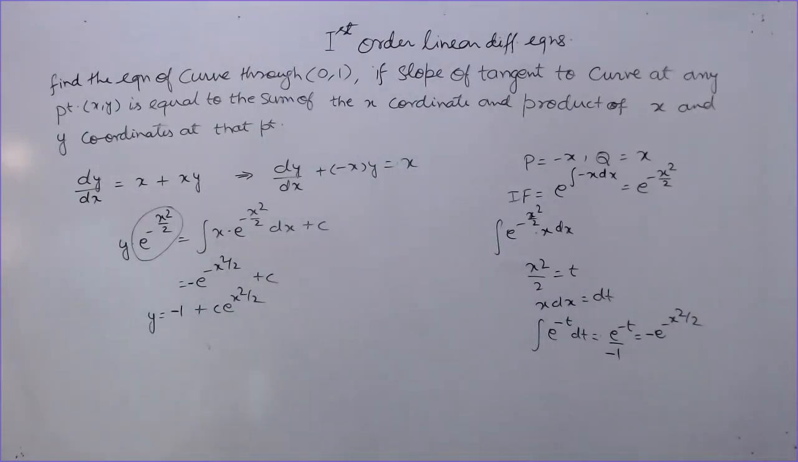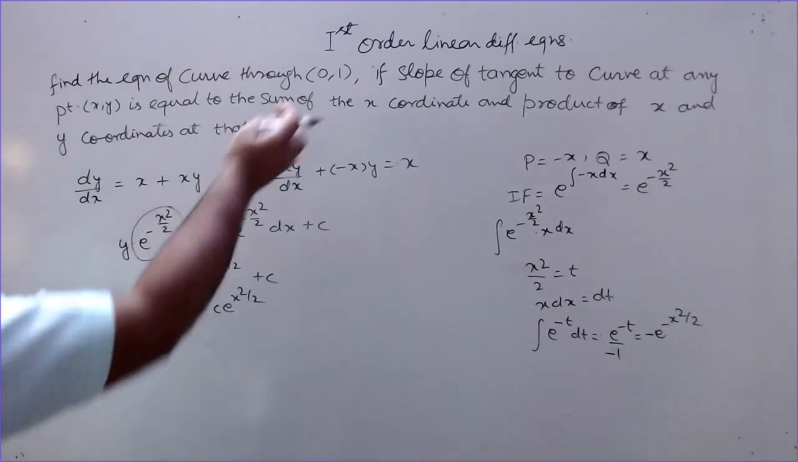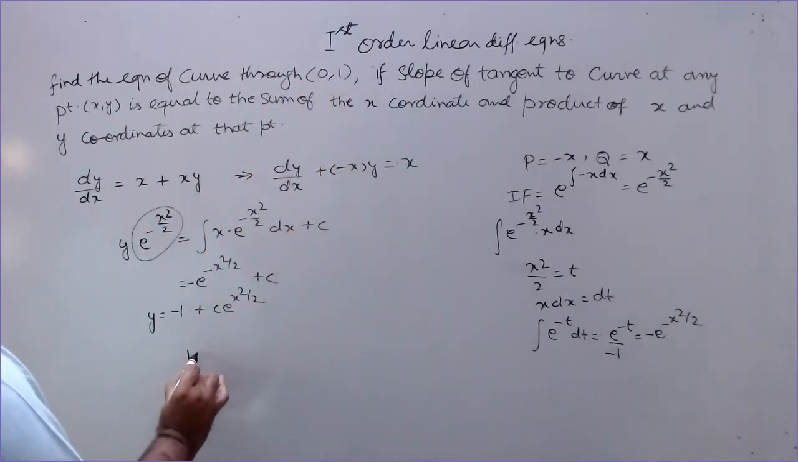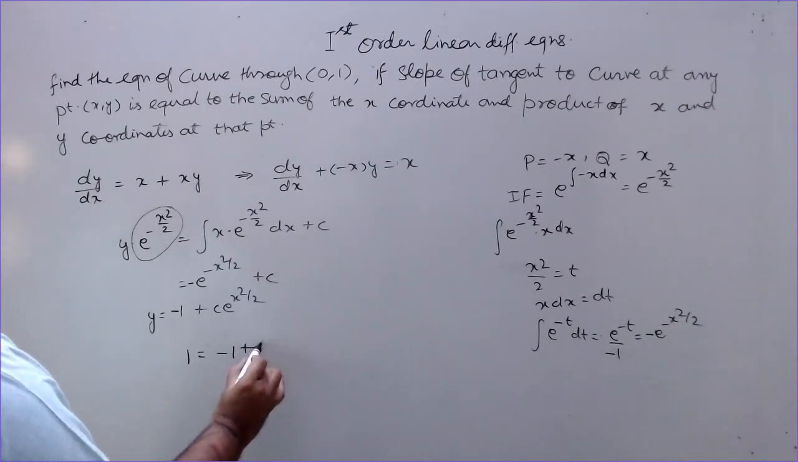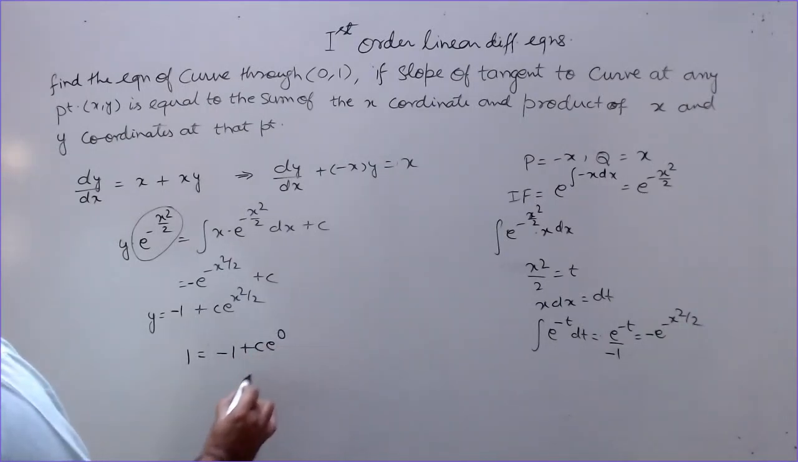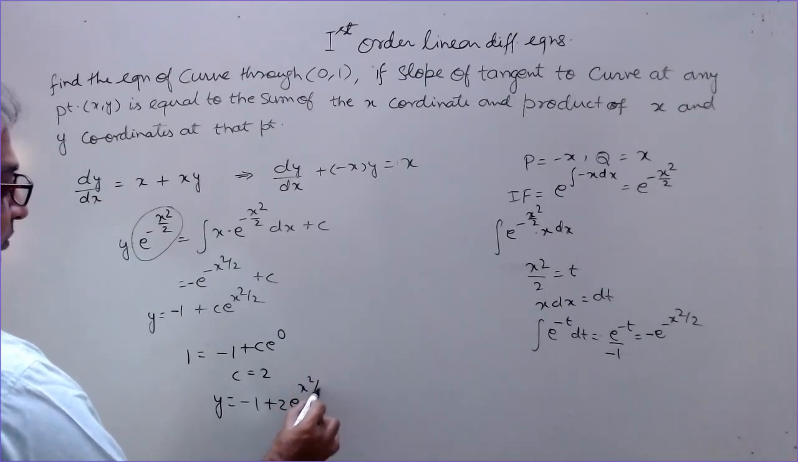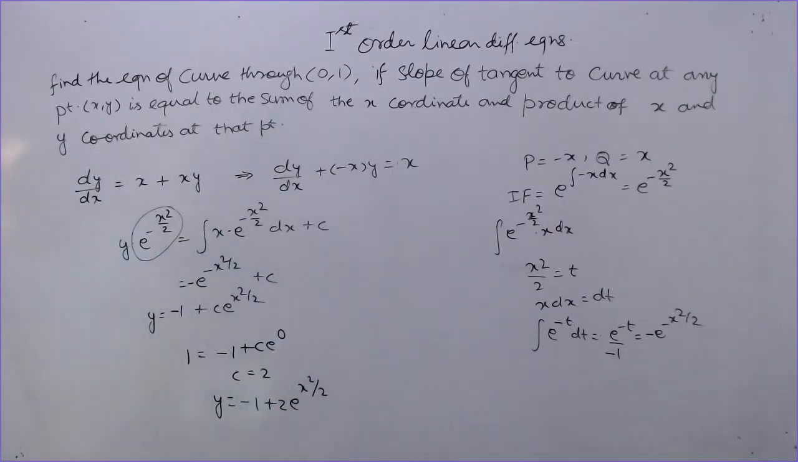Now you can use the condition. It passes through 0, 1. This is the equation of the curve which passes through 0, 1. So x is 0, y 1 will satisfy this equation, putting the value, c e to the power 0 which is 1. So this gives c is equal to 2. So y is equal to minus 1 plus 2 e to the power x square by 2. This is the equation of the curve.